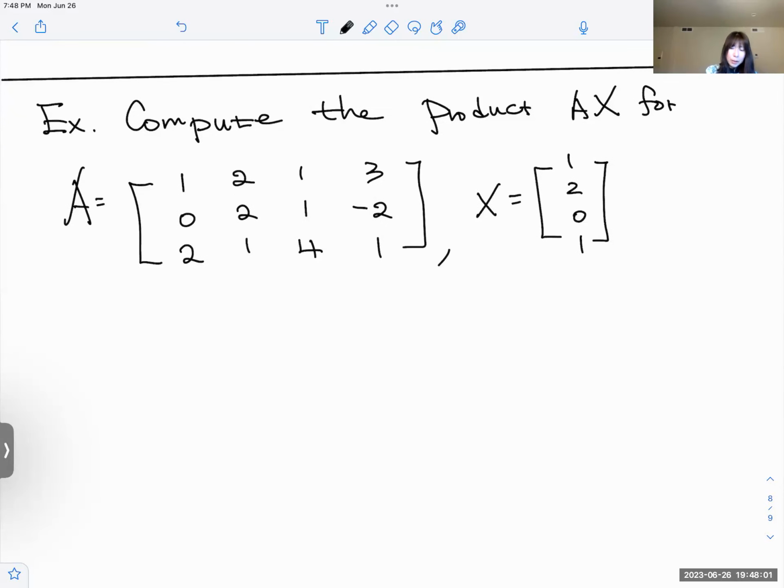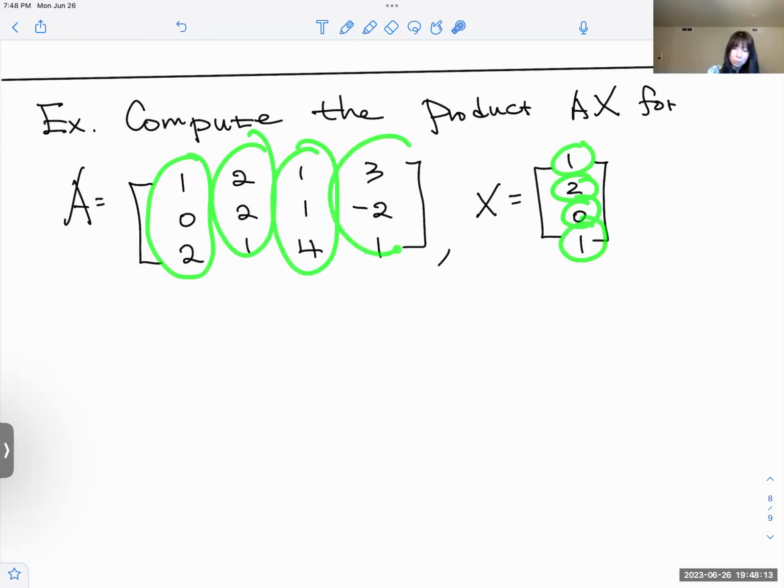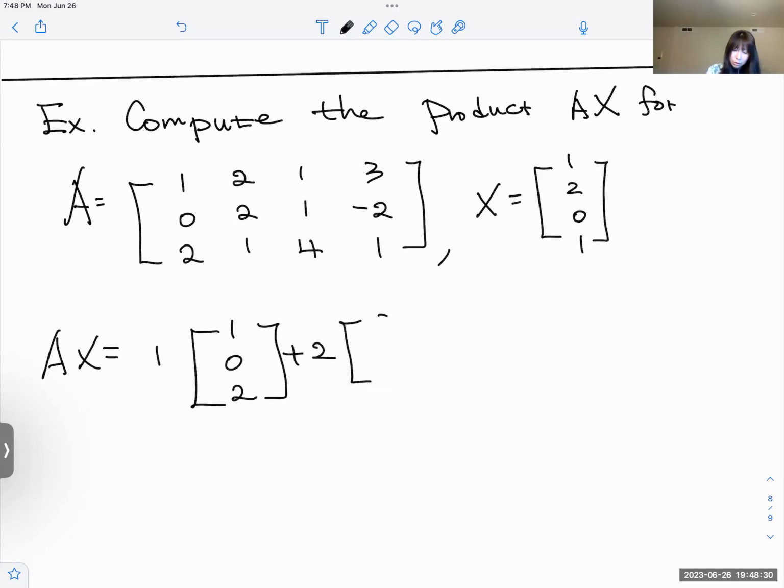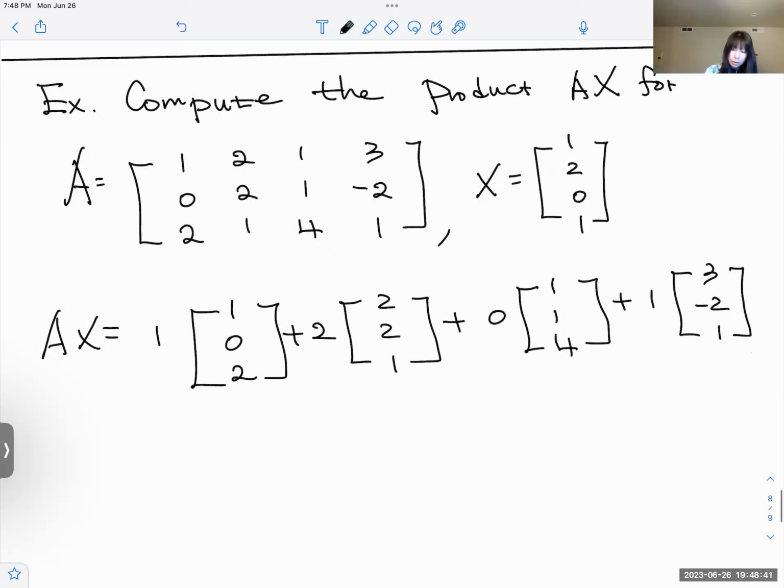Okay, how do we multiply? So we take out 1 and we multiply, right? We take out this, we multiply, we take out this, multiply, we take out that, multiply, right? Okay, let us do that. So AX equal to 1 times 1, 0, 2, plus 2 times 2, 2, 1, plus 0, everything is 0, plus 1 times 3, negative 2, 1.